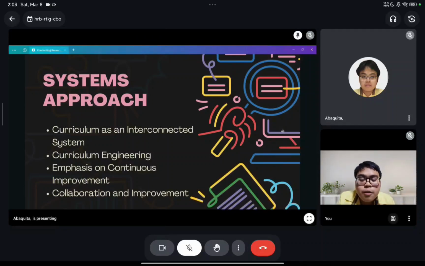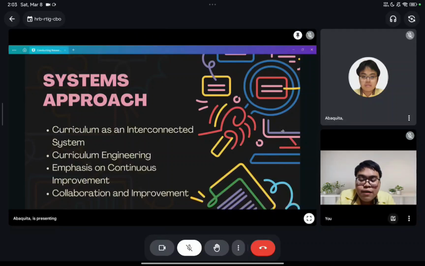Next is curriculum engineering. This is called curriculum engineering because it uses systematic planning like an engineering project, of course. The school often creates organizational charts to show how the tasks and responsibilities are divided inside, and that is curriculum engineering.